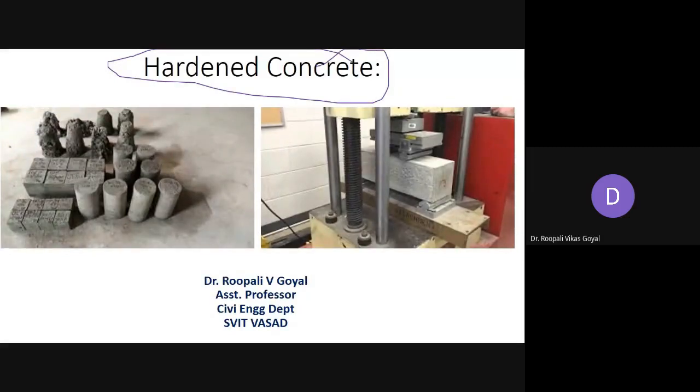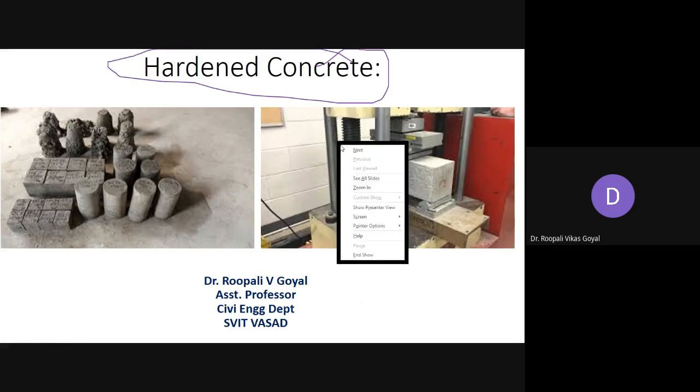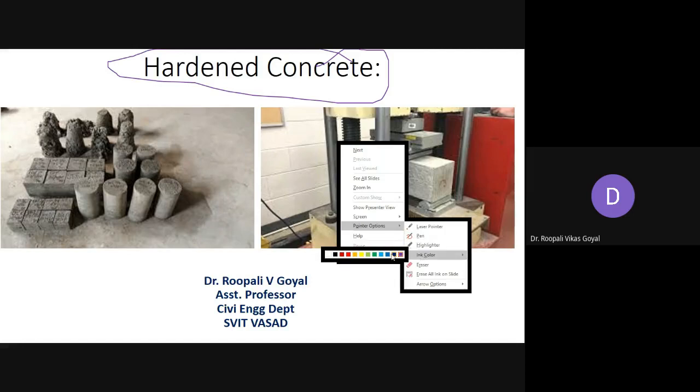So today we are going to discuss this very important topic, that is hardened concrete. Now we are checking all the requirements of fresh concrete. Then after it will start attaining certain strength and it will become hard. So this hardened concrete is very important as far as the strength aspect is concerned, because ultimately this hardened concrete is going to take the load of the structure.